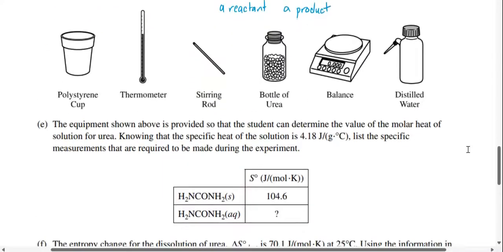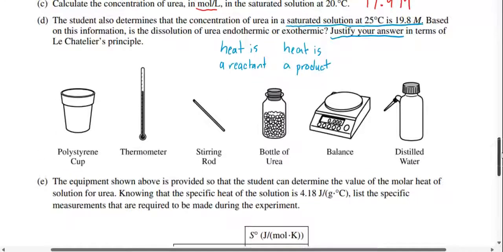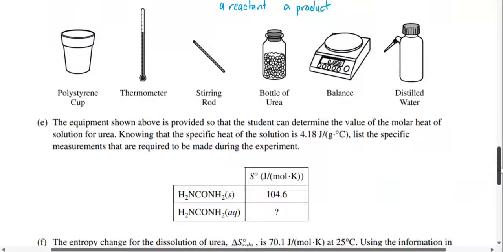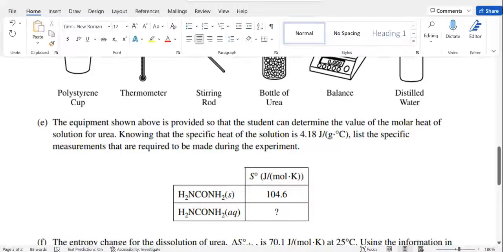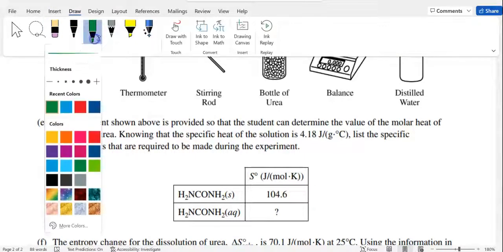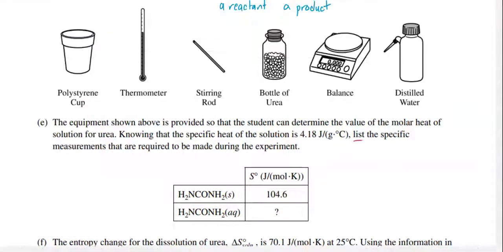All right, so then E says the equipment shown above is provided so that the student can determine the value of the molar heat of solution for urea. Knowing that the specific heat of the solution is 4.18 joules per gram per degree Celsius, list the specific measurements that are required to be made during the experiment. Okay, so again, I want to point out that it just says list. Okay, so always pay attention to the action verb in these questions.